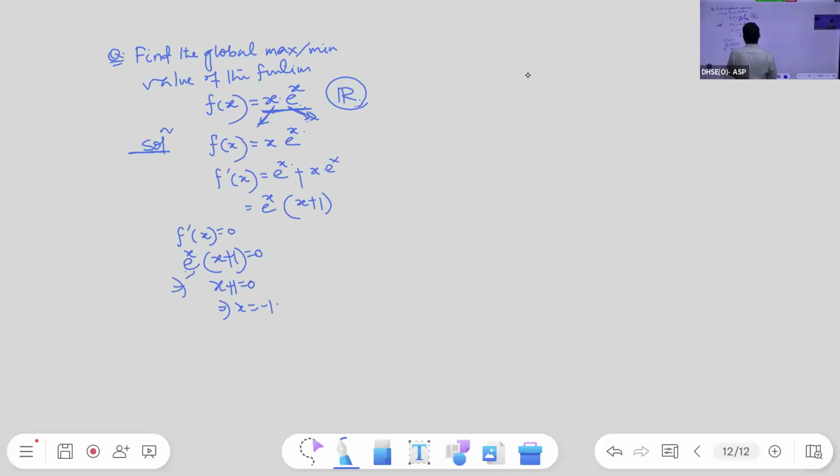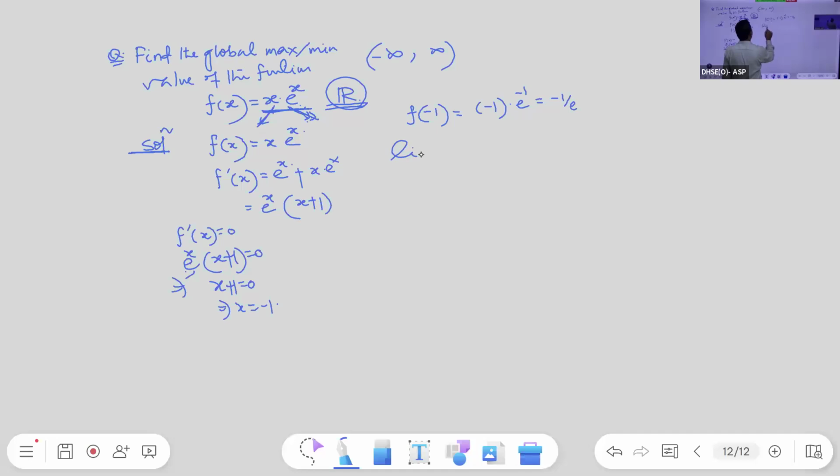Now we have to calculate the functional value. f of minus 1 equals minus 1 into e power minus 1, which equals minus 1 upon e. The domain of the function is R, so the interval is minus infinity to plus infinity.